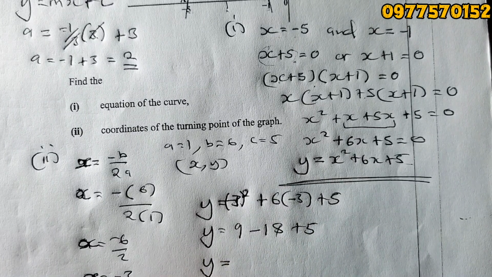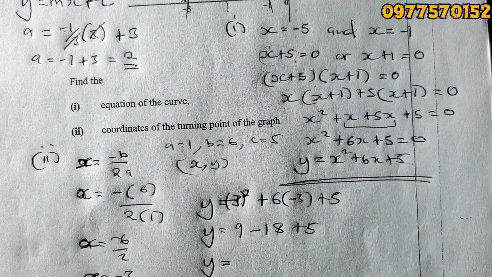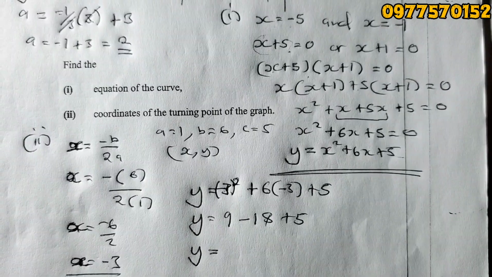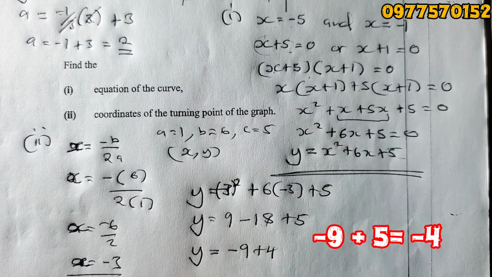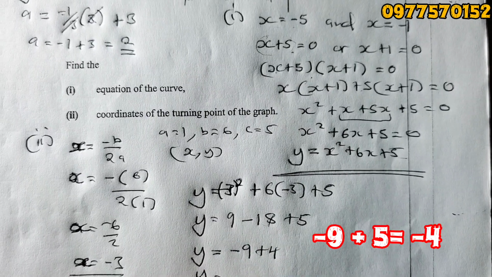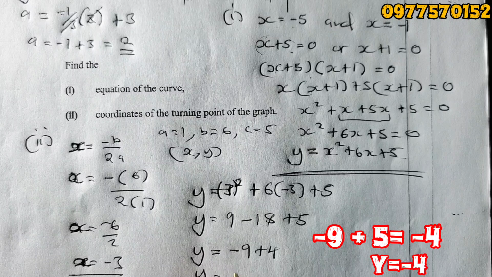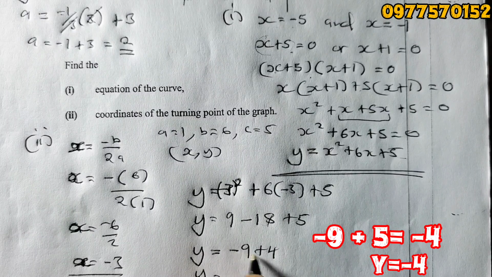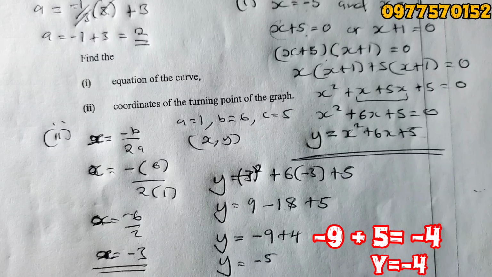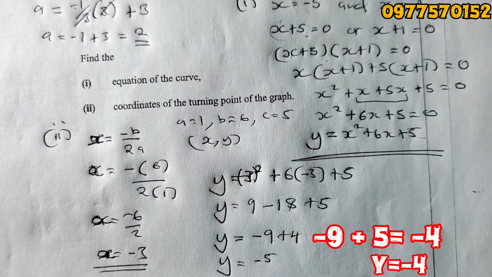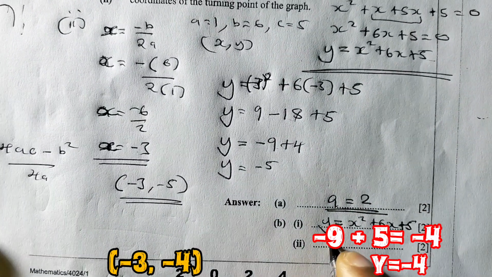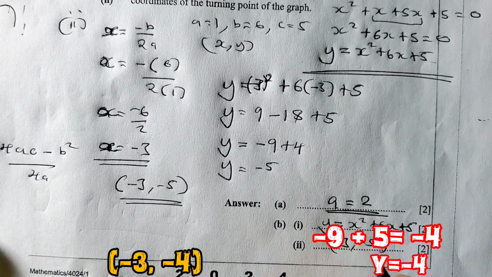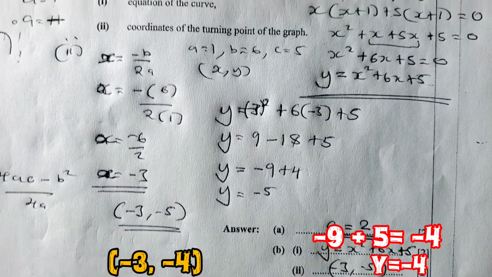Plus 5. Let me check nicely so that I make sure that I don't make any mistake. Okay, so 9 minus 18 is negative 9, plus 4. y is equal to negative what? Negative 9 plus 4 is negative 5. So now we have the coordinates of the turning point as negative 3, comma negative 5. Check. So we can substitute here as negative 3, comma negative 5. Okay, let's go to the next question, which is the last question of this paper.